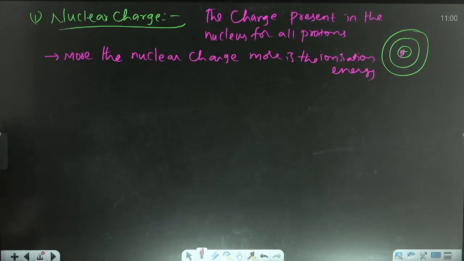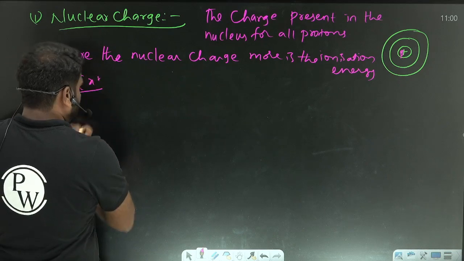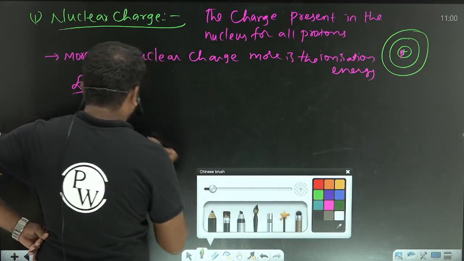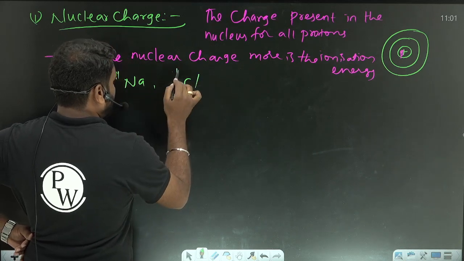More the nuclear charge, more is the ionization energy, as we said. Then how can we say this? Here we'll take an example: sodium and chlorine. Sodium is 11 and chlorine is 17.